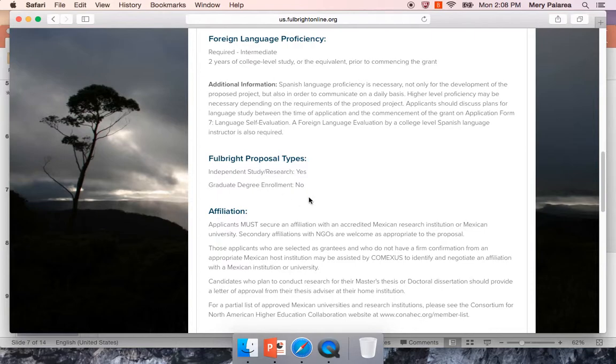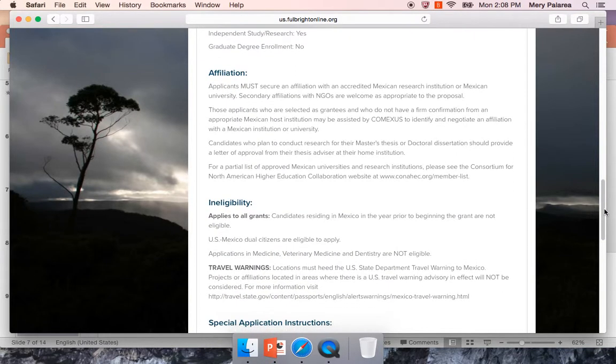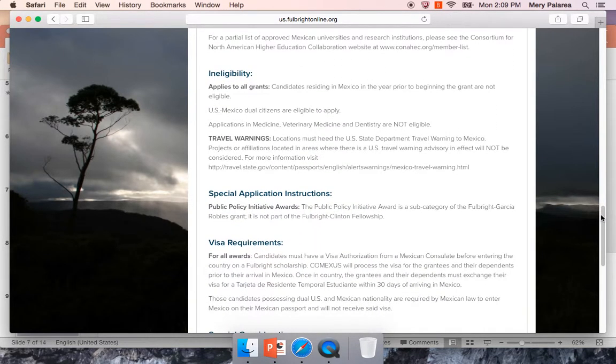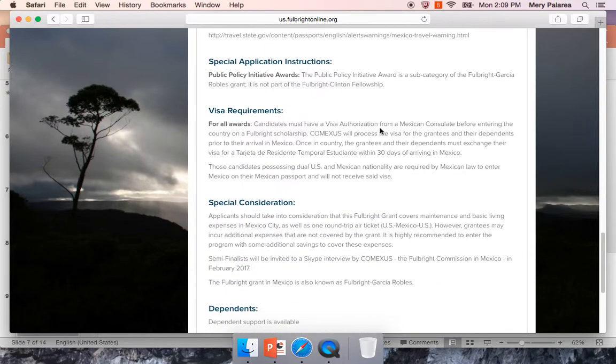So this is only for study research, not for graduate degree enrollment, but you will recall they had 2 awards for graduate degree enrollment listed separately. For the affiliation, they're saying affiliates must secure an affiliation with an accredited Mexican research institution or Mexican university. So this is going to be the first place you're going to check. Secondary affiliations with NGOs are welcome if they're appropriate for your proposal. All right. Students are ineligible if they have spent a lot of time already living and maybe working in Mexico. So that's good to know. Be aware that there are travel warnings in Mexico, and so it has a little bit more information about that here. You will be required to obtain a visa.